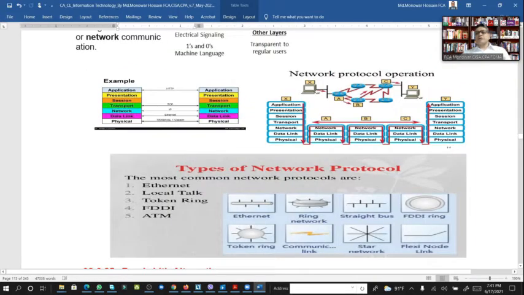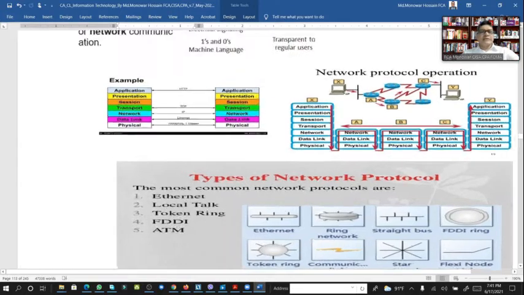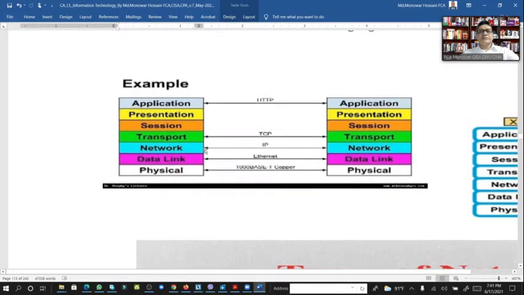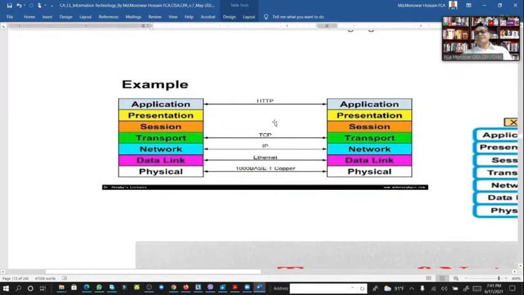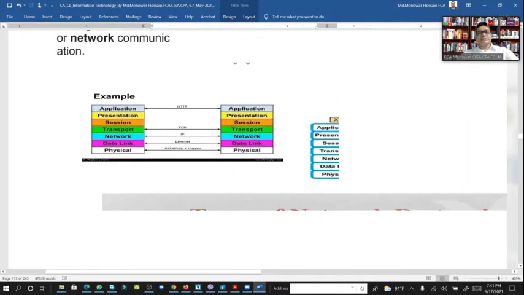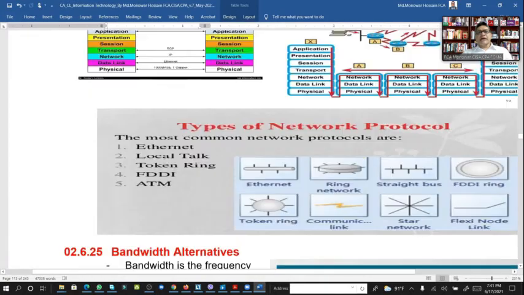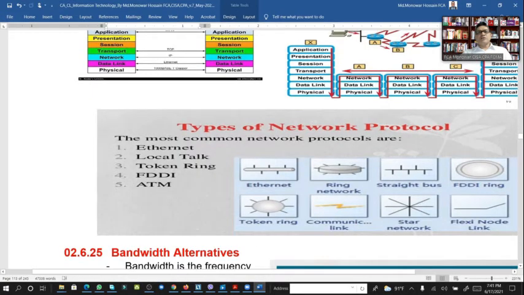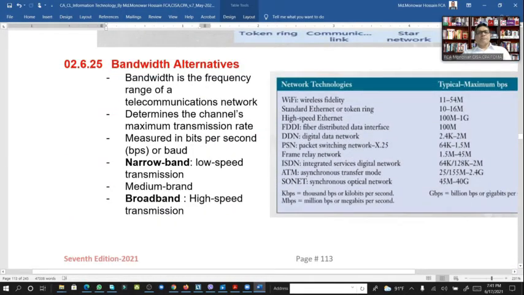So here is network protocol design, and an example of the layers: the application is HTTP, and TCP within the transport, then IP, the internet protocol, in the network layer, and data link, etc. And types of network protocol we know are Ethernet, local talk, token ring, etc., and different types of Ethernet.